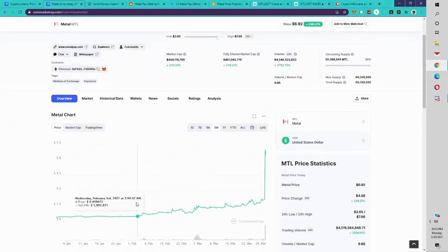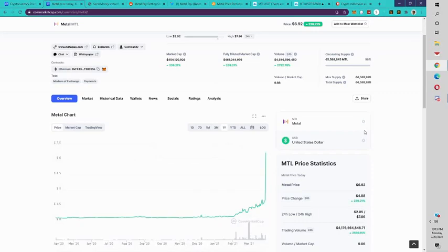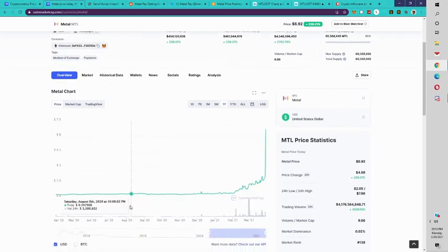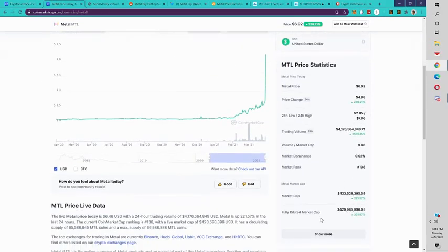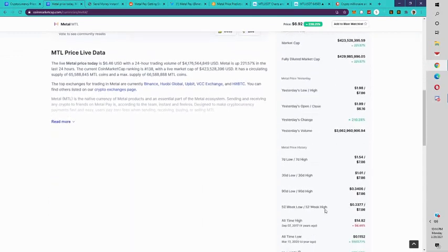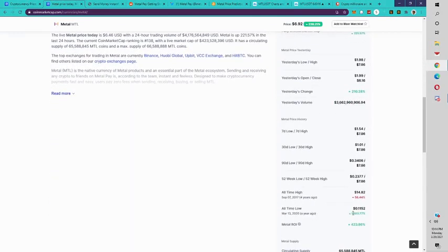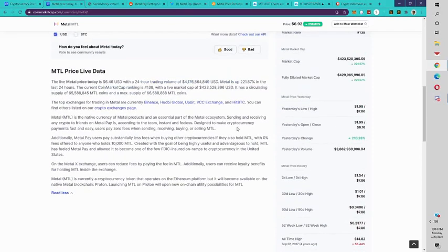So look at Metal, we were talking about it back here at 75 cents, February 11th. But yeah, look at it for the last year. It has been a long accumulation period for Metal. Just not at all any attention. The all-time low for it was 11 cents. That was March 13th, 2020. The all-time high was September 7th, 2017, four years ago, $14.82. So what is Metal?